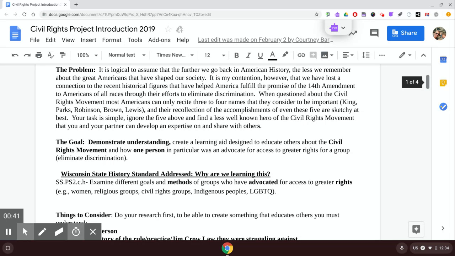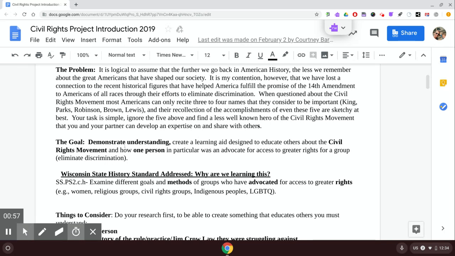So you can read through the introduction here if you want, but I just want to note you can't pick some of the most common names in the civil rights movement. You can't study Dr. King, you can't study Rosa Parks or Jackie Robinson, or John Lewis that we've studied, or even Linda Brown from Brown v. Board of Education. You've got to find someone that's lesser known.